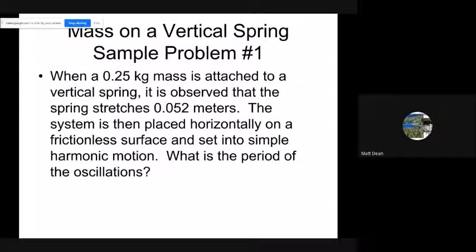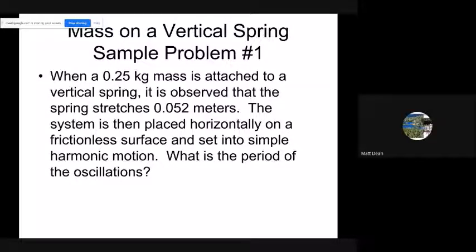So here's another example of a vertical spring problem. In this case, we have a 0.25 kilogram mass. We attach it to a spring. It stretches the spring 0.52 meters. The system is then placed horizontally on a frictionless surface and is set into simple harmonic motion. What is the period of the oscillations?